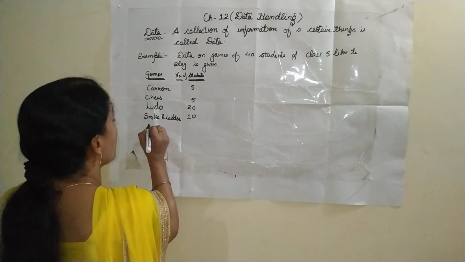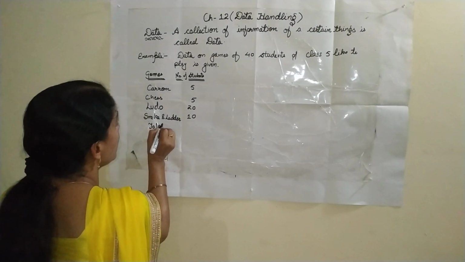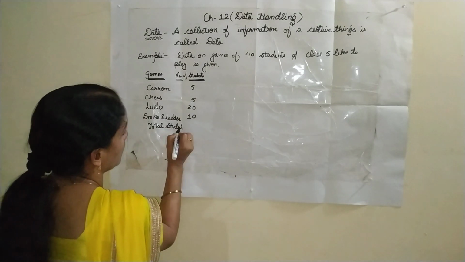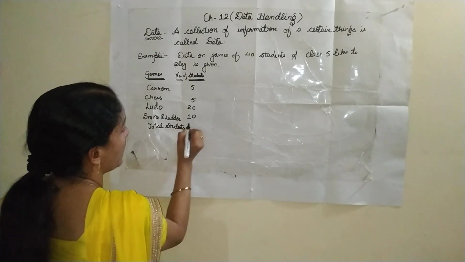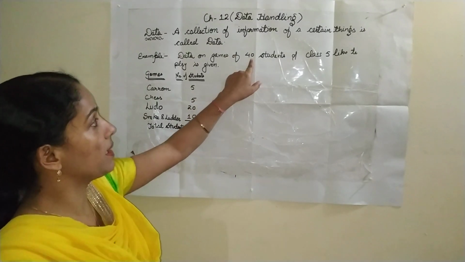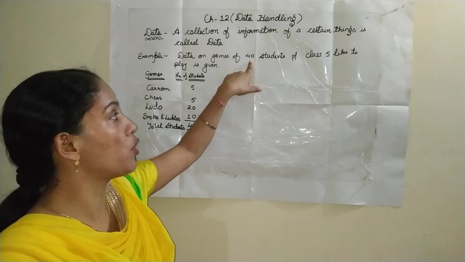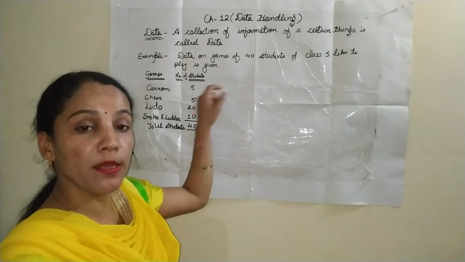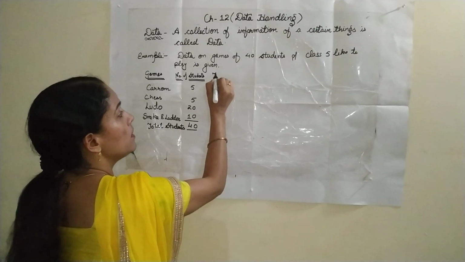Now first of all, you have to find the total students. On adding these, we get 40, and in your question also 40 students are given. If I tell you to make tally marks for this, how do you make them?